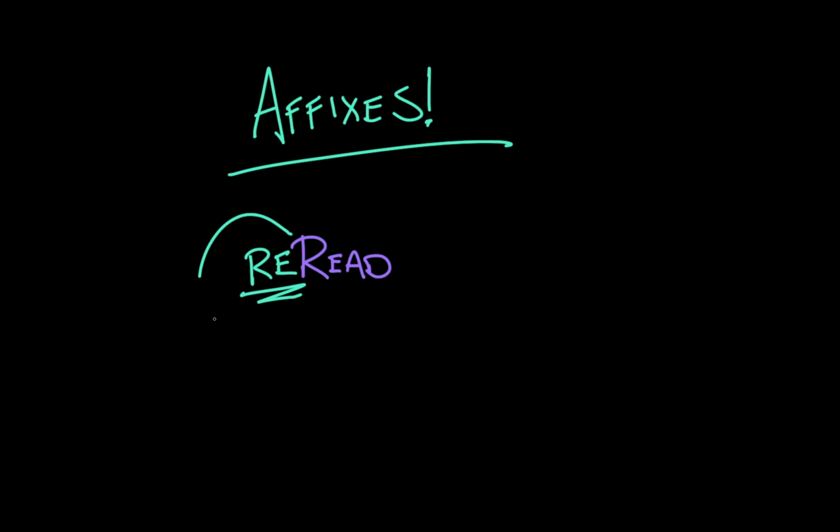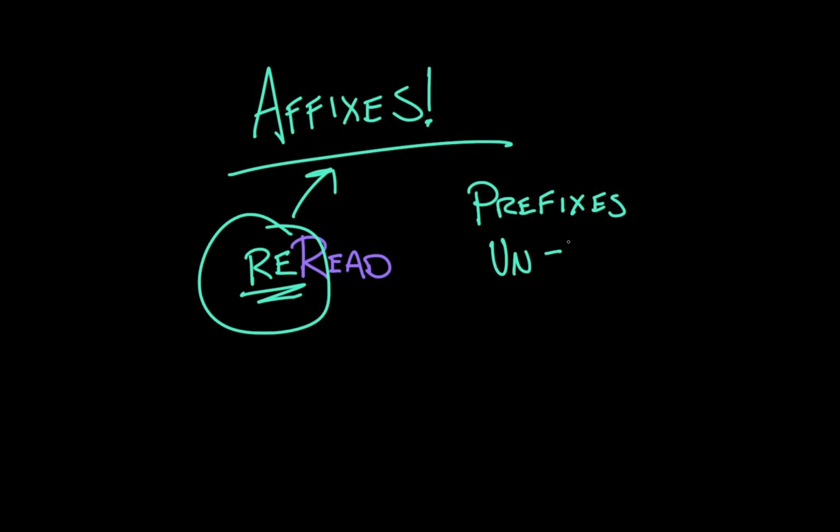There are lots of these little word parts in English, and we call them affixes. They can come at the beginning or the end of words. At the beginning of words, we call them prefixes. Un is a great example of a prefix. It means no or not. When you're upset, you're not happy, you're unhappy. When you are not available, you are therefore unavailable.